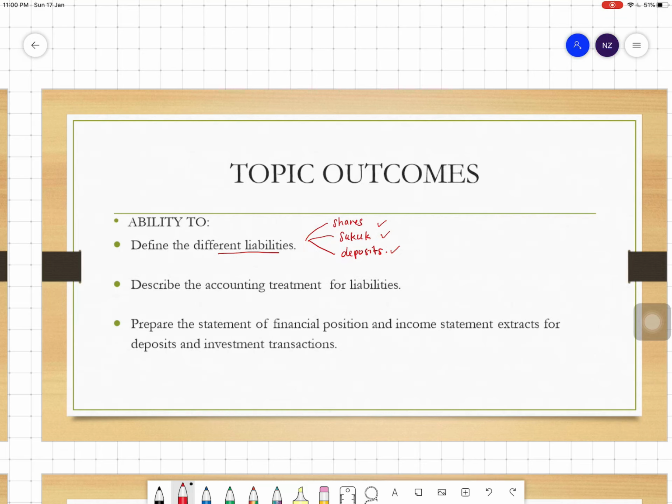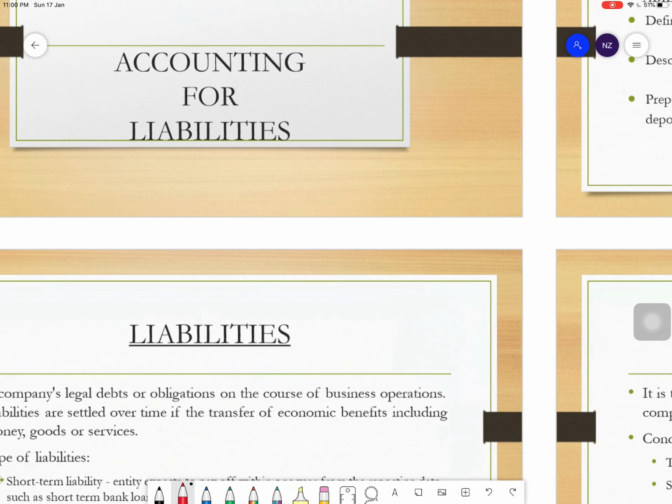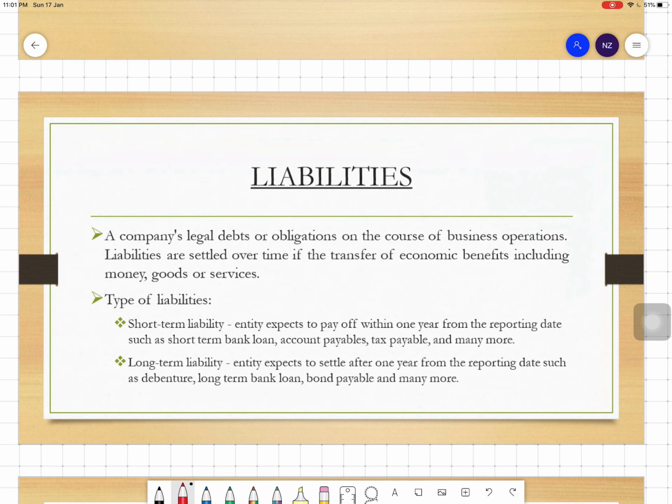Later we will go through them again, even though in topic 8 we have actually learned about shares and suku. After that you will know how to describe the accounting treatment for liabilities and prepare the statements of financial position and income statement that are extracted for deposit and investment transactions. First, we will look at what the meaning of liabilities is. But I'm sure you already know the meaning of liabilities, isn't it?